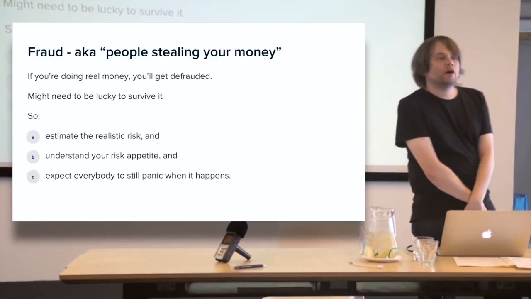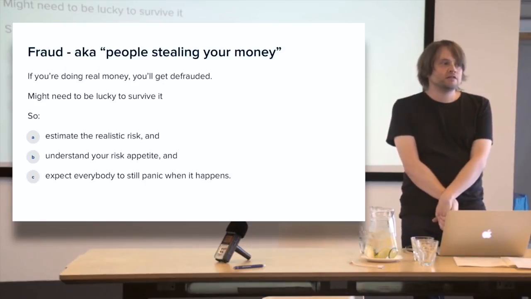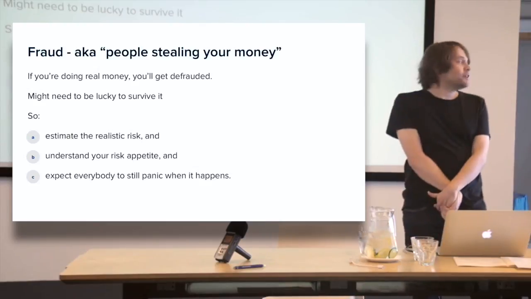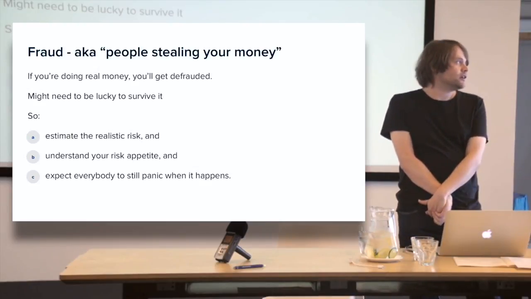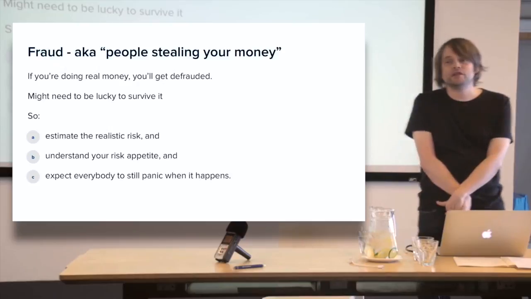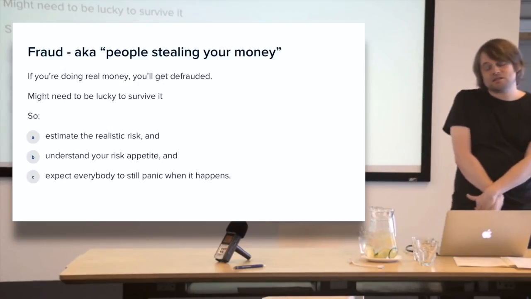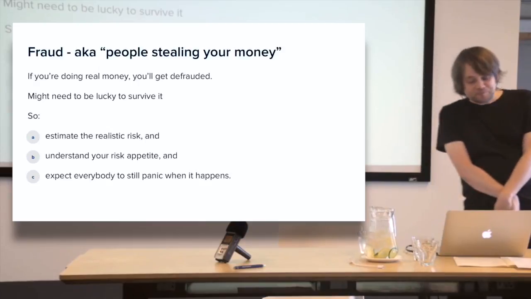The reason we care ultimately about either security or compliance is fraud. I'm pretty sure that if you are doing anything that moves real money, you're going to get defrauded at some stage. Getting defrauded might just kill your company, so it's obviously scary.